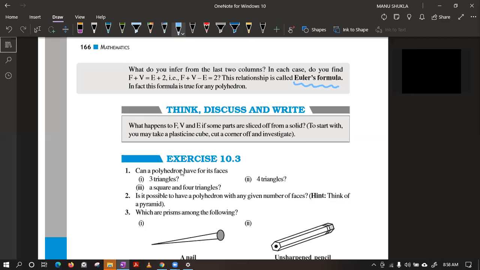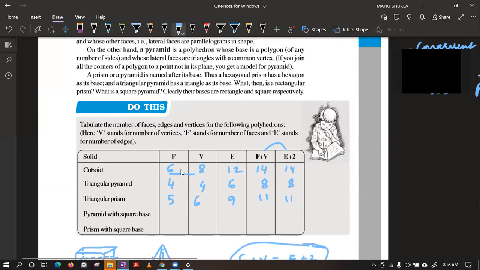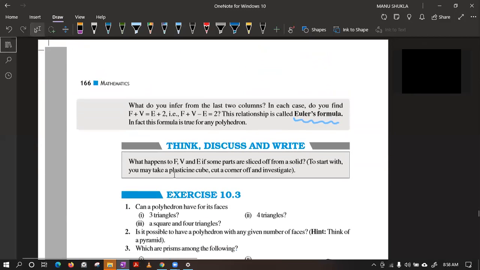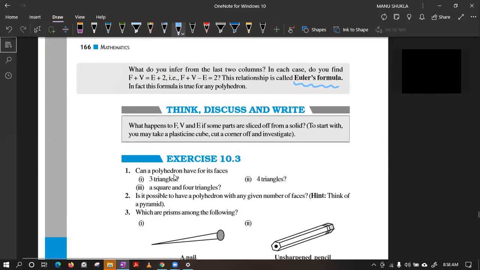This formula or this relation was an interpretation. While writing all these things, Euler interpreted that f plus v was always coming equal to e plus 2. So he got this formula, f plus v minus e is equal to 2. This is the formula given by Euler, and this formula is very useful. In some cases, you know only faces and vertices, you can easily find the number of edges. So it is a simple linear equation.